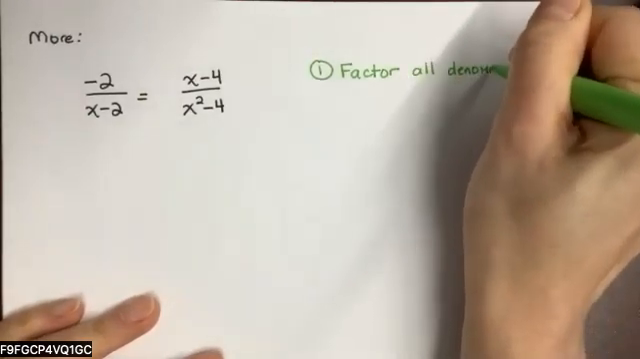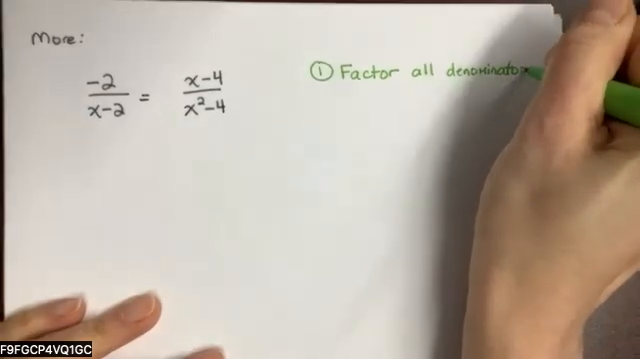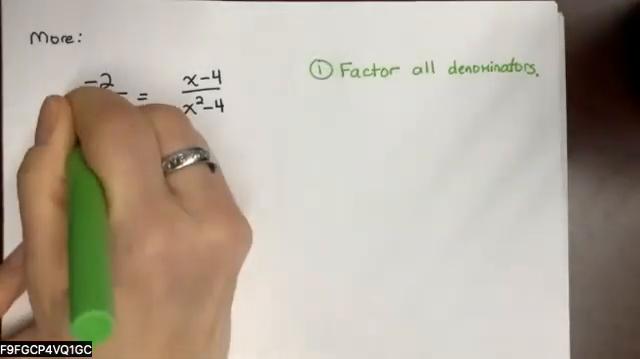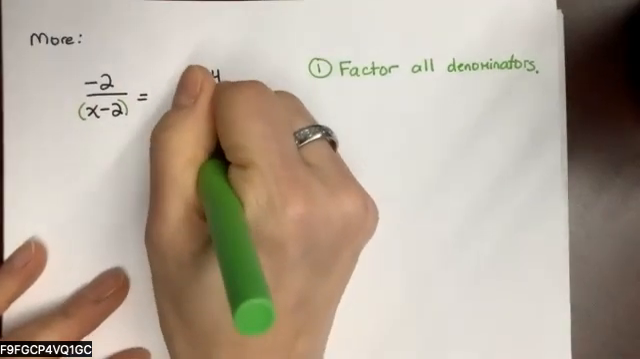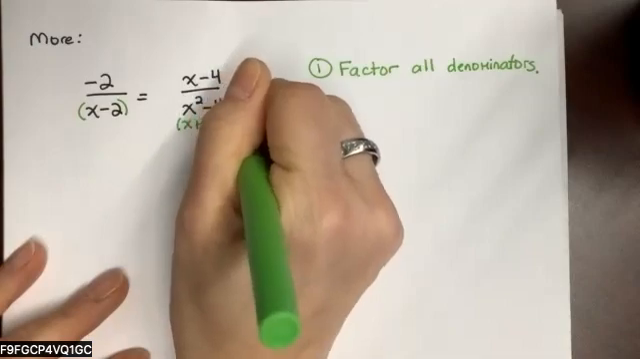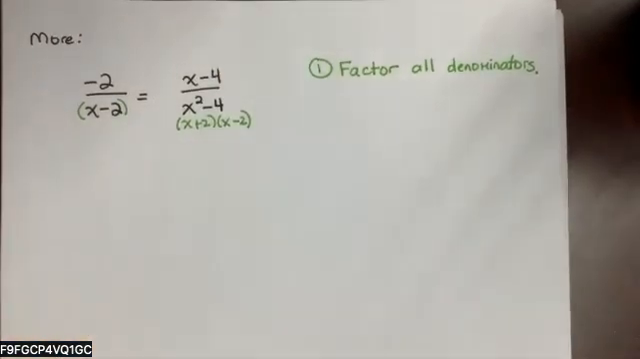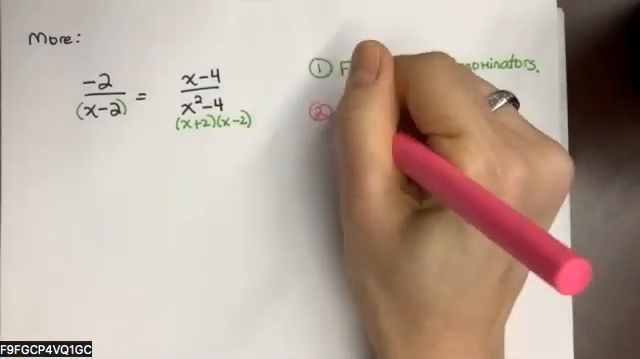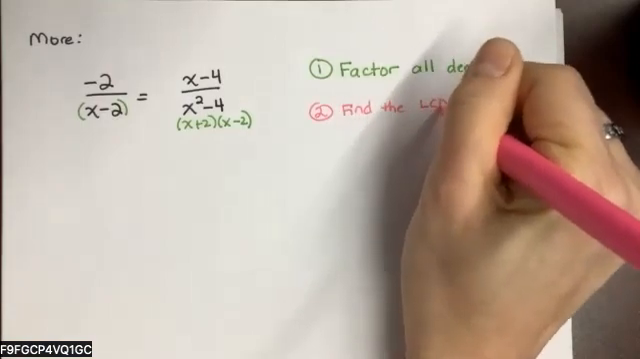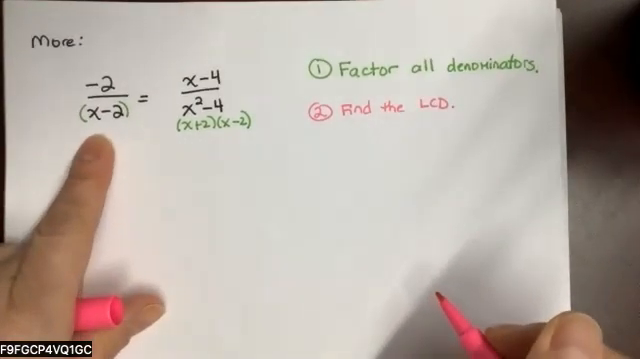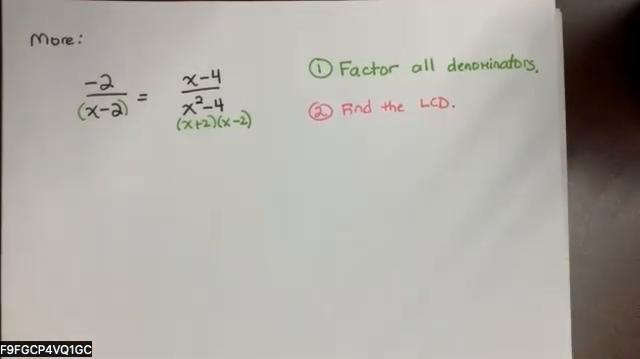So we need to factor all of our denominators. This one's good. This is a dots problem. Now, we're going to have to find our LCD. So by doing our tricks where we think about what's allowed and what's not allowed and what we can do.